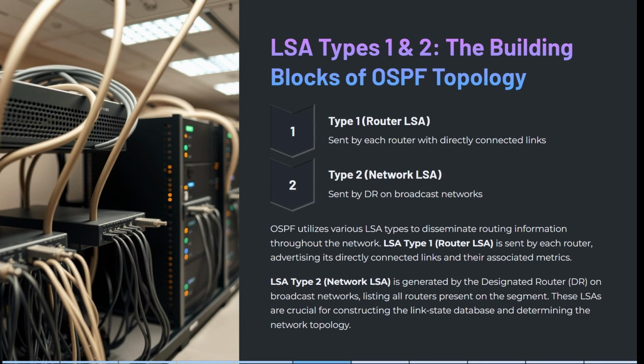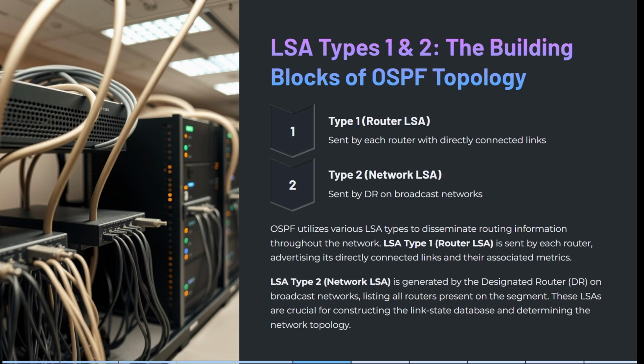LSA Types 1 and 2, the building blocks of OSPF topology. Type 1, Router LSA, sent by each router with directly connected links. Type 2, Network LSA, sent by the DR on broadcast networks. OSPF utilizes various LSA types to disseminate routing information throughout the network.